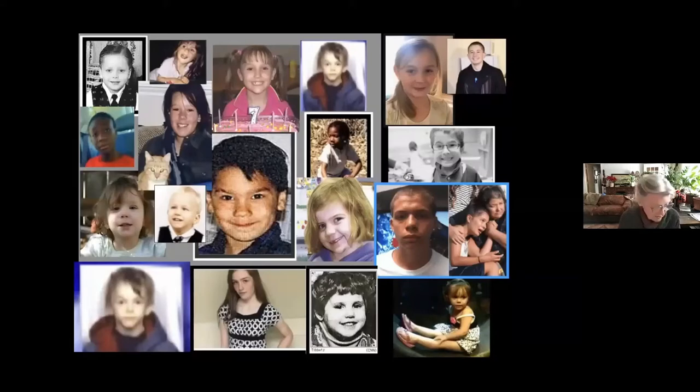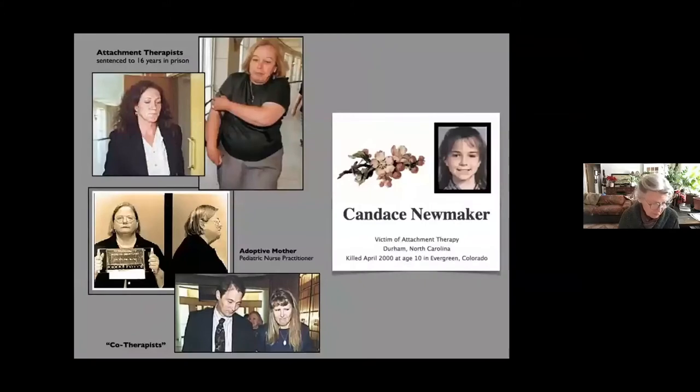The most well-known death is that of Candace Newmaker at the hands of two licensed social workers in Evergreen, Colorado. 11 hours of her therapy had been filmed and was shown at the therapists' trial, including the fatal rebirthing where Candace was wrapped for 70 minutes in a flannel sheet with 13 cushions and four adults pushing down on her.